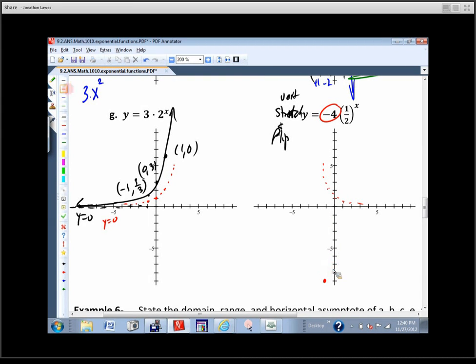Whoops, let me change colors here. So this is going to be -1, -8. Instead of being at 0 and up 1, we're going to go to 0 and down 4. We're going to be down right here. So this is going to be 0, -4. If I normally went over to 1 and up to 1/2, I'm going to go over to 1 and now I'm going to go down 4 times as far as 1/2. 4 times 1/2 is 2. So we're going to go down here to 2.